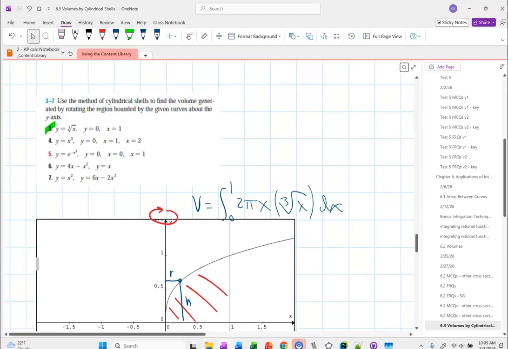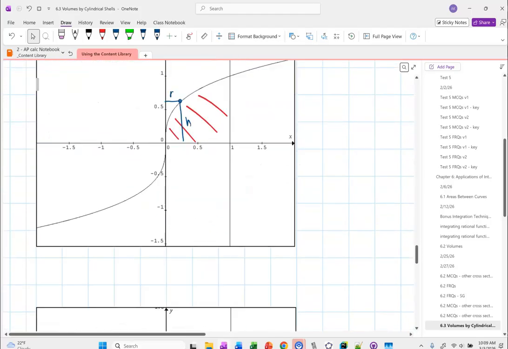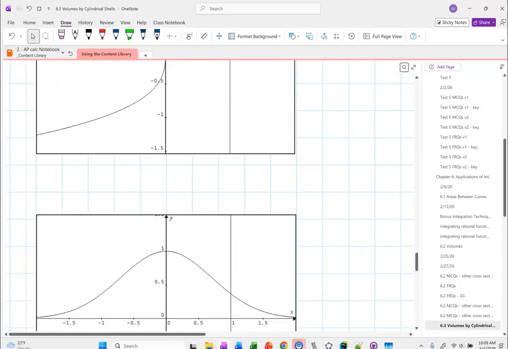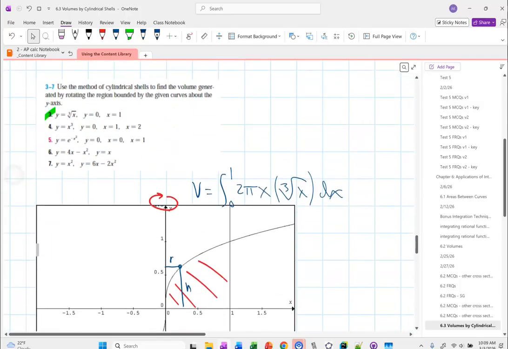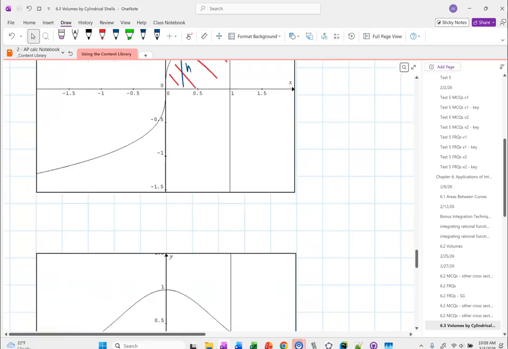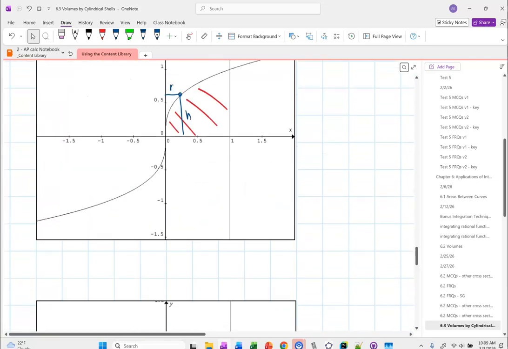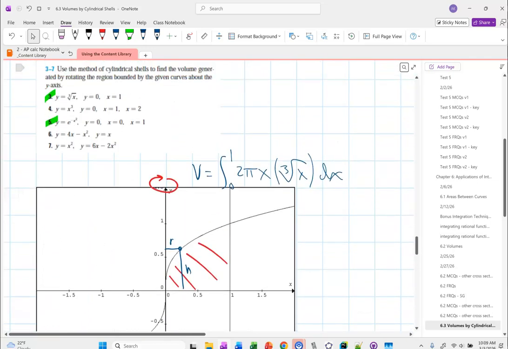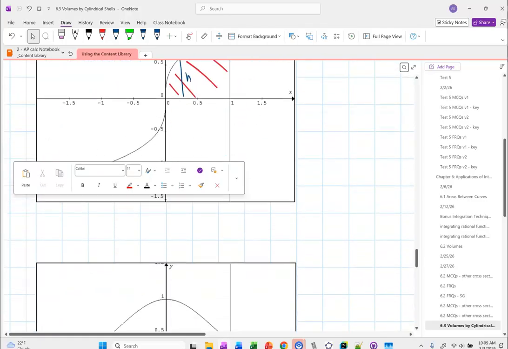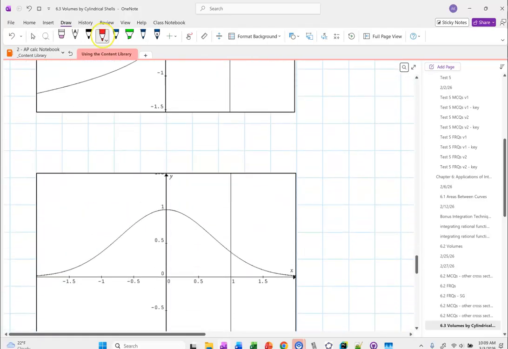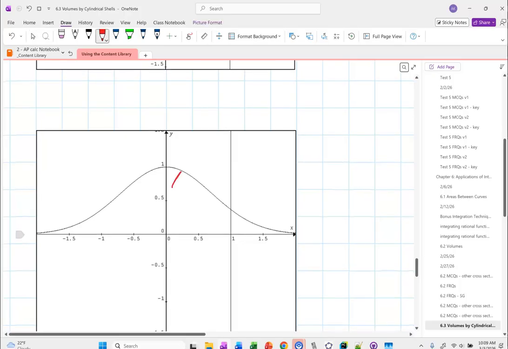Let's see, what is this one? I'm not sure which one this is. What is this? Oh, that's got to be this guy. So that's what we're doing next, I think. I'll copy it down here in a second.